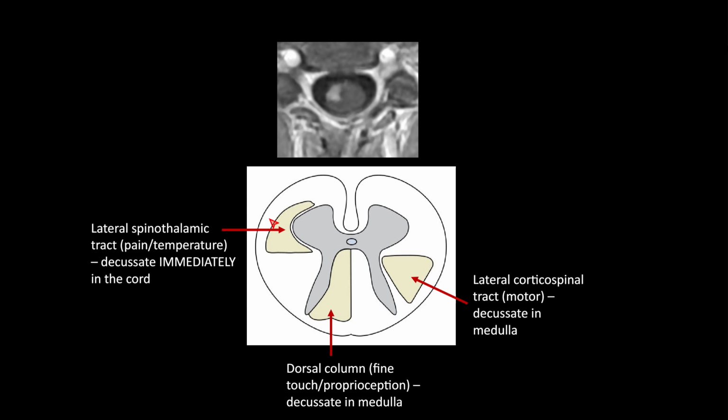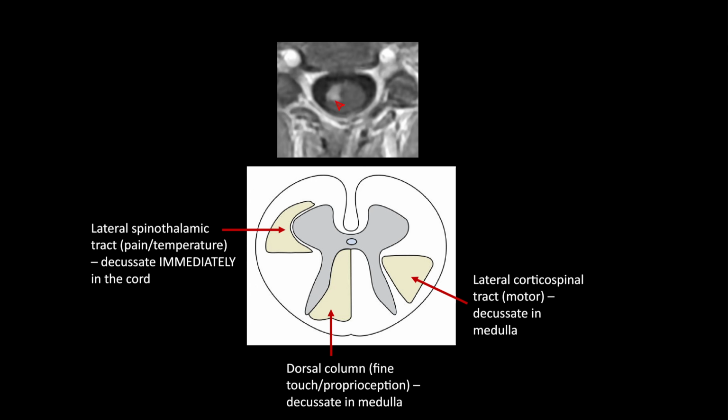And finally, the tract involved in this particular patient's lesion is the lateral spinothalamic tract. These are involved in pain and temperature sensation. These are sensory fibers, so they're ascending, coming from the extremity and going up to the brain. These actually decussate immediately in the spinal cord. As soon as they reach the spinal cord, they cross over to the other side, meaning that these ascending white matter tracts are carrying information from the opposite side of the body.